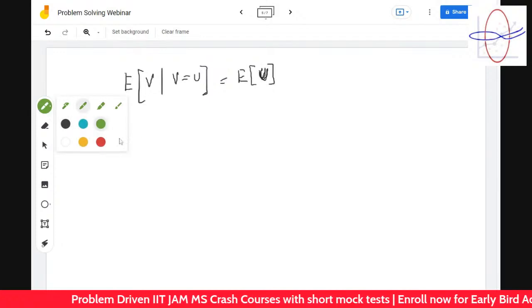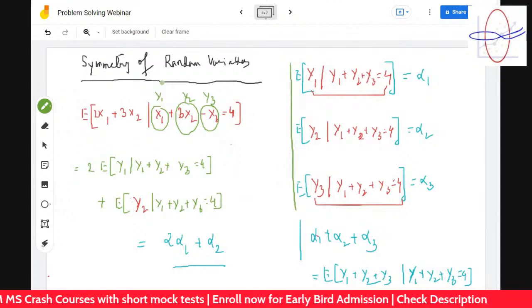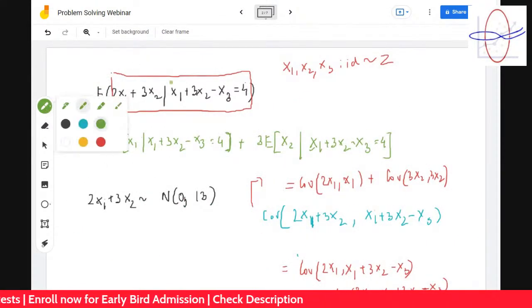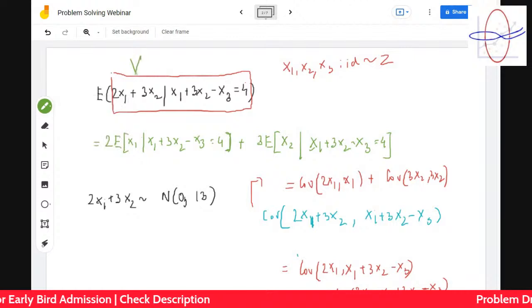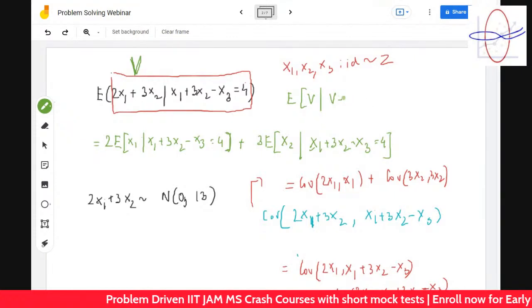So if we use this idea over here, let's call it V. So expectation of V given, we need to find it in terms of the V is equal to U format. So let's find it out. What is that U?